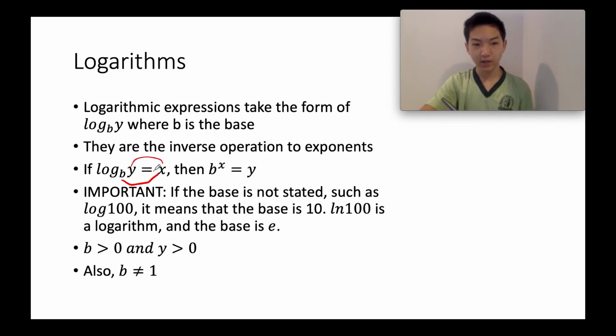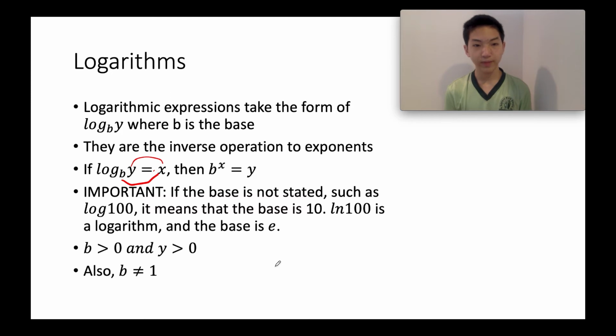So b to the x is equal to y. It is very important that if the base is not stated, such as log 100, it means that the base is 10. ln 100 is also a logarithm. In that case, the base is e. In case you did not know, e is the natural number. It's kind of like pi, where it has a defined value that never ends. I believe its value is around 2.7.